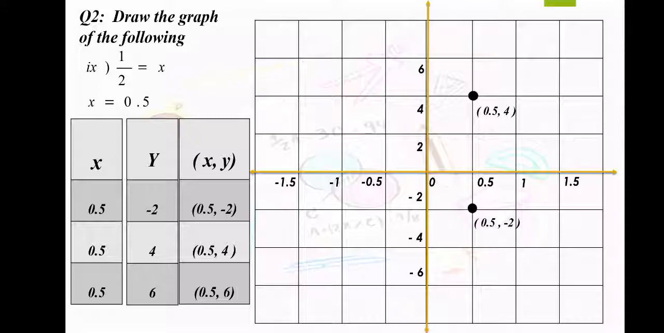The third ordered pair is (0.5, 6). 0.5 and 6 intersect at this point. Mention the ordered pair (0.5, 6). Now after plotting these points, you have to join these lines. So this is the graph of x equals 0.5.